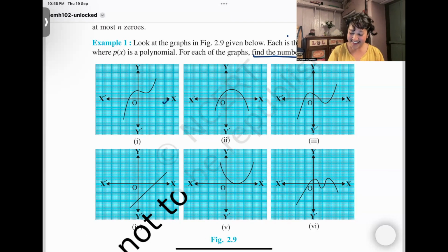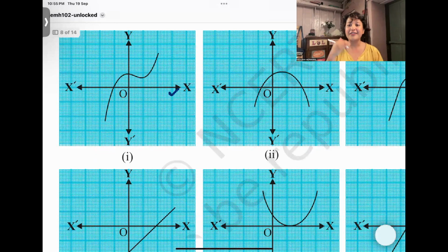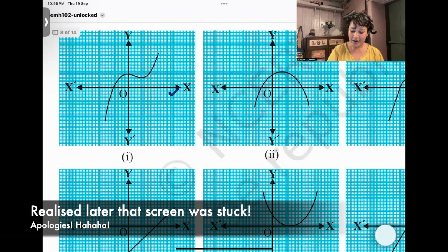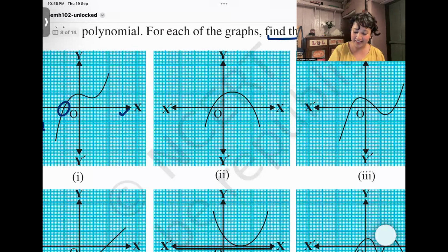Easy. In the second part, the x-axis has been cut twice. Number 1, number 2, 2 is my answer. Here, 1, 2, 3, 3 is my answer. Here, this graph is cutting the axis only once. So 1 is my answer.